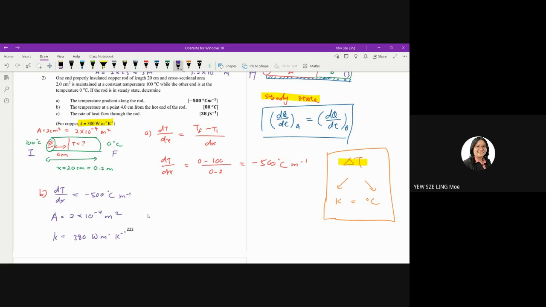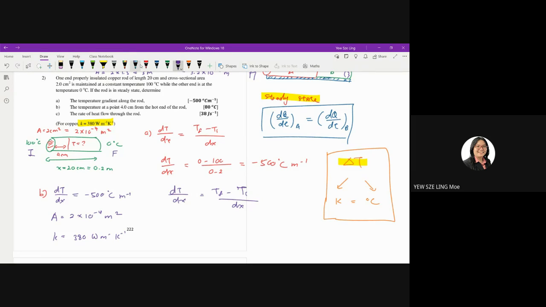So now let's see, how am I going to calculate? What equations should I use to solve this question? Do I need A and K? Well, actually not yet. I can solve it by just using the temperature gradient equation, which is dT over dx equals T final minus T initial over dx.